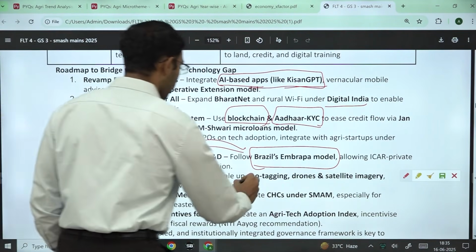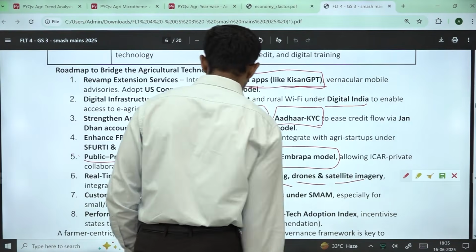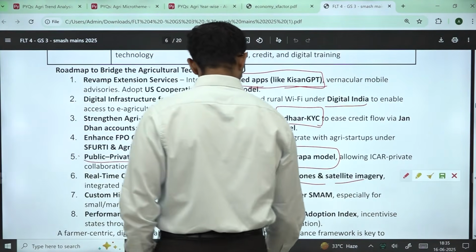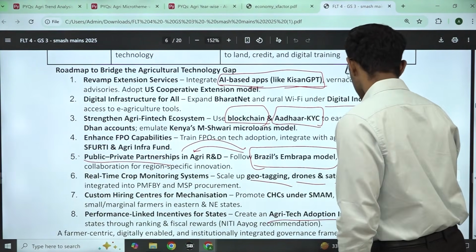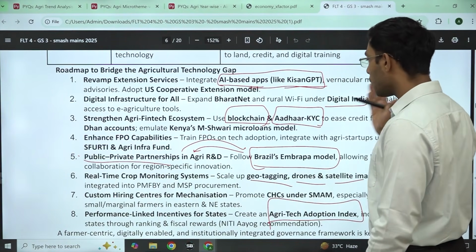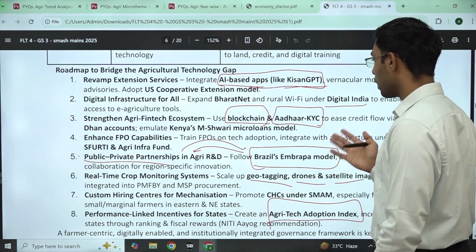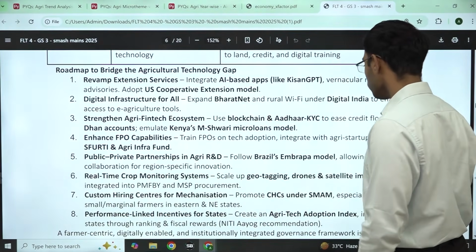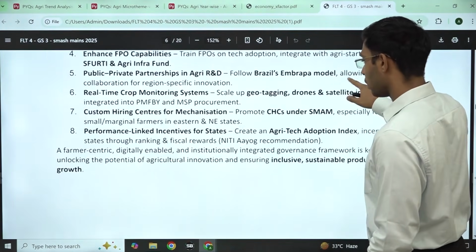So geotagging, underline, drones, satellite imagery, underline, right? Agriculture tech adoption index, again an index is mentioned. So this is basically how you deliver content and maybe bring so much value to your answer, right? After that, a nice conclusion.